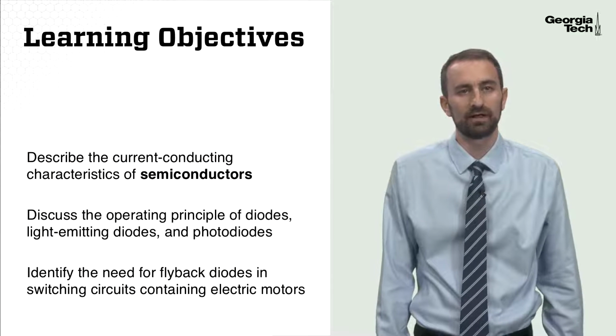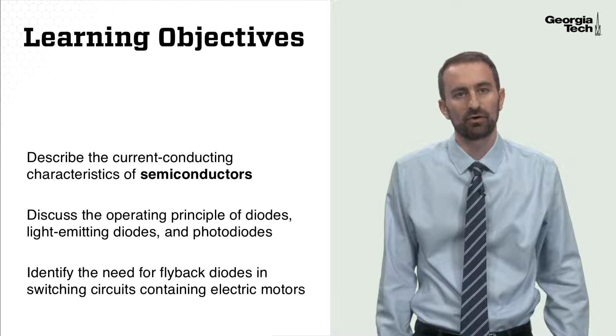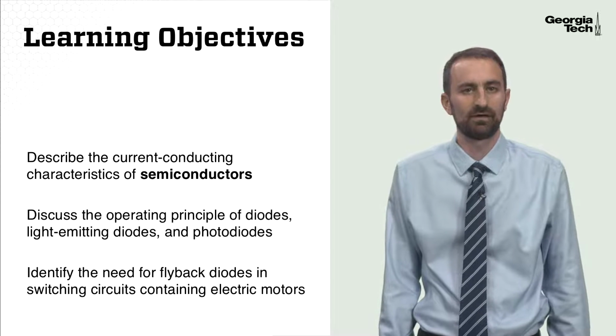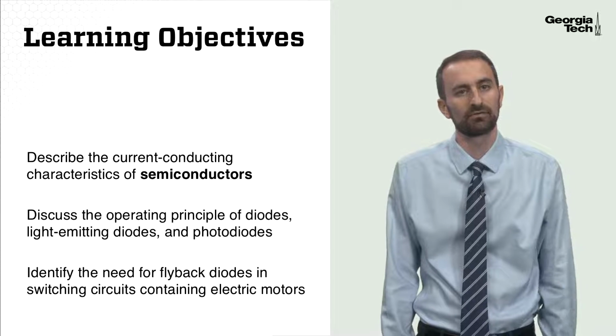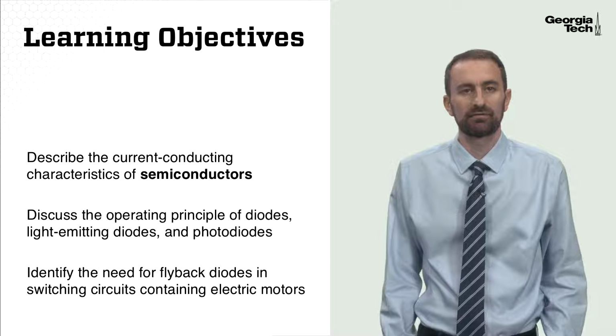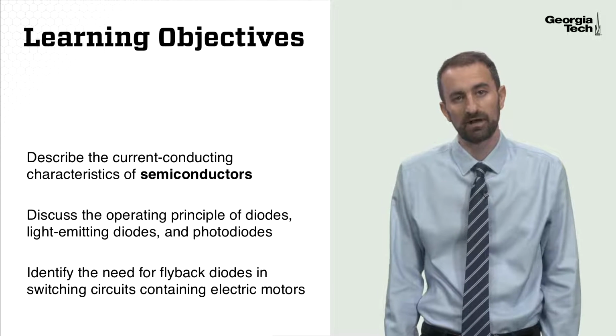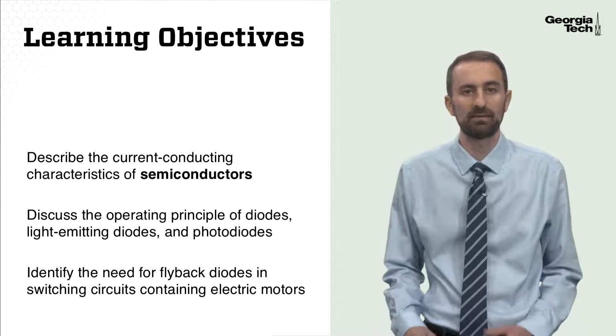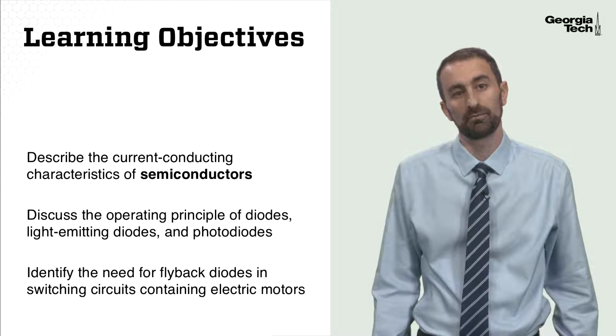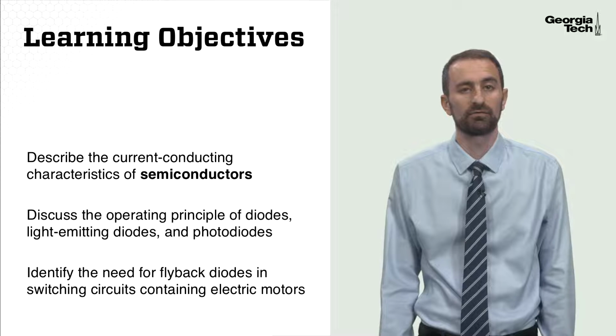The objectives of this lesson are to describe the current conducting characteristics of devices called semiconductors. Then we'll discuss the operating principles of diodes, light-emitting diodes, and photodiodes. And finally, we'll talk in depth about the need for flyback diodes when we implement switching circuits for electric motors.